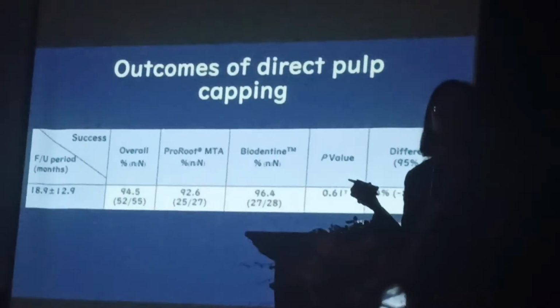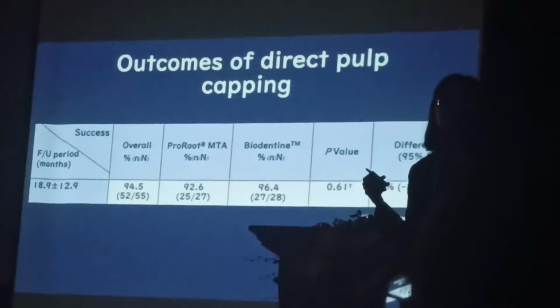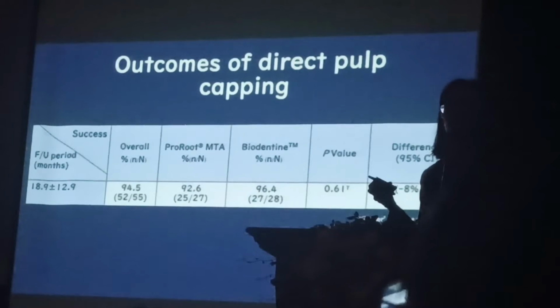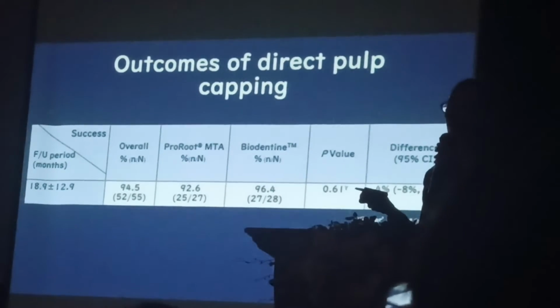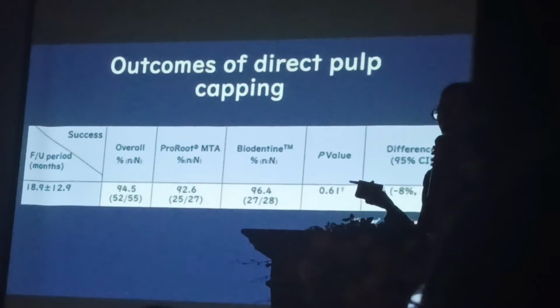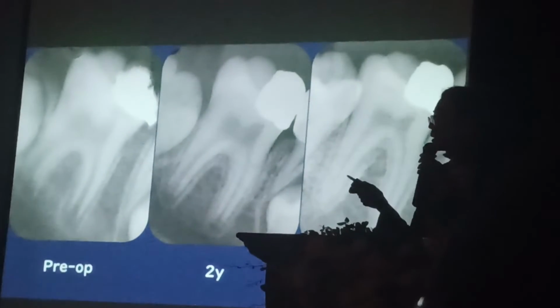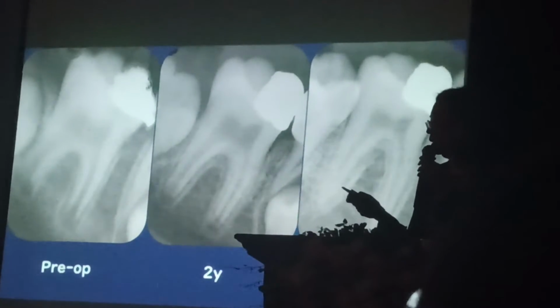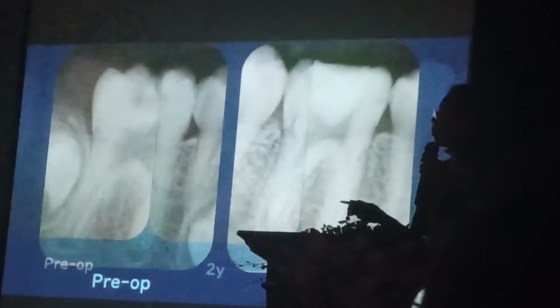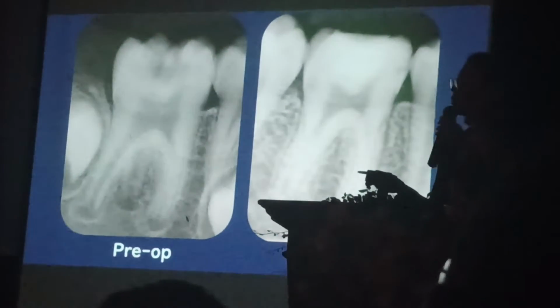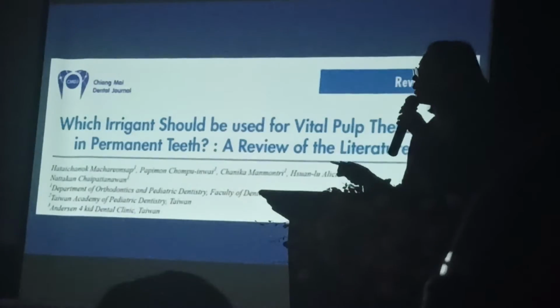But Biodentine came out later, so they improved some physical properties, like increased setting time, and they said less discoloration. But we'll talk about that later, okay? And this is some of the cases. This is 8 years after direct pulp capping. This is 6 years after direct pulp capping. Still maintaining functionality very well.